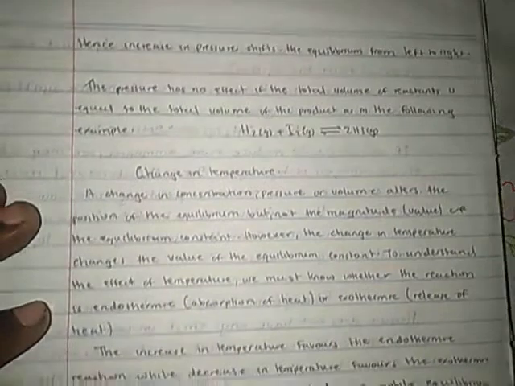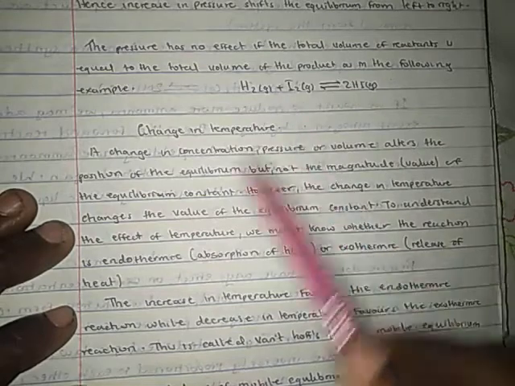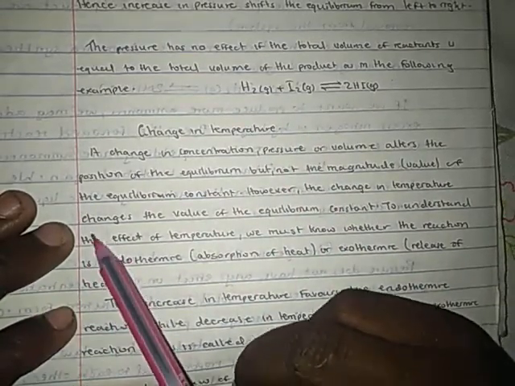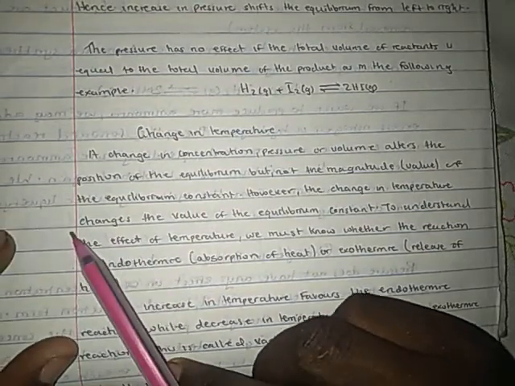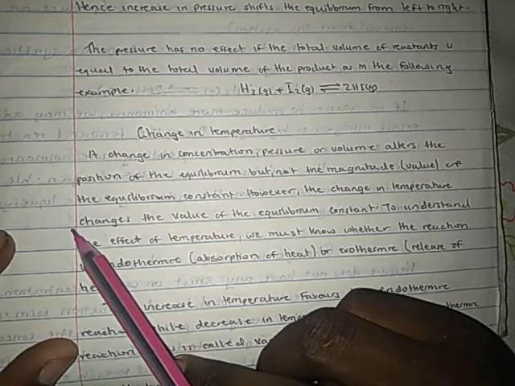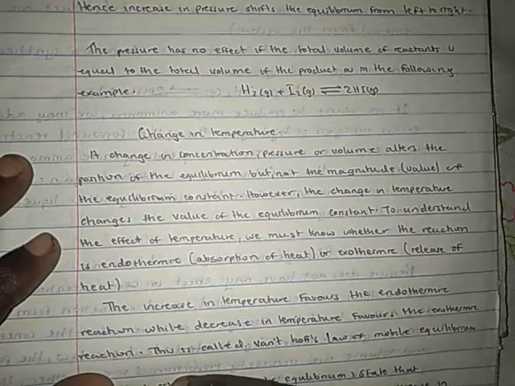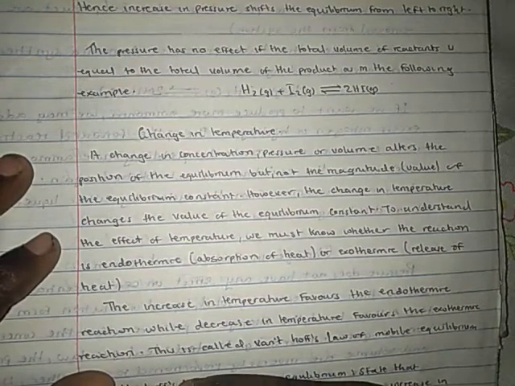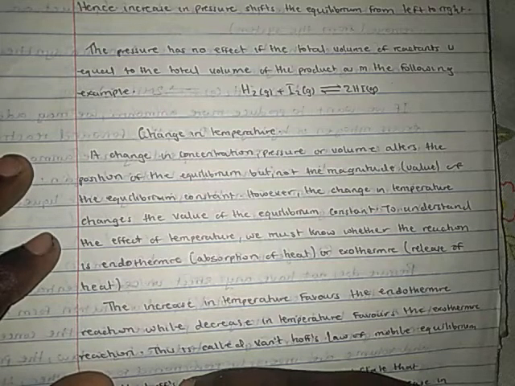Now the pressure has no effect if the total volume of reactant is equal to the total volume of product, such as in hydrogen iodide synthesis. So in a process like the Haber process, there are 4 volumes on the reactant side and 2 on the product side. Our reaction will shift: when we increase pressure, it shifts from the side with more volume to the side with fewer volumes. When we decrease pressure, it shifts from the side with fewer volumes to the side with more volumes. It is vice versa: when we increase or decrease volume, the effect is vice versa.